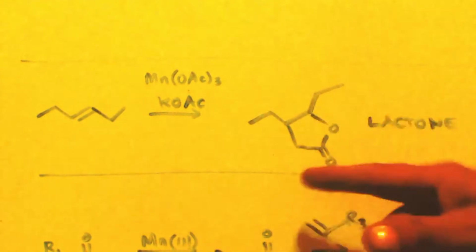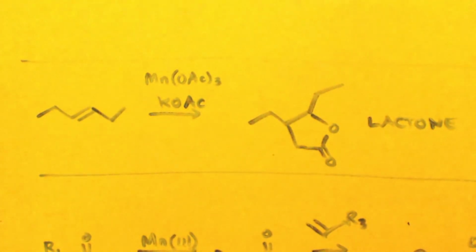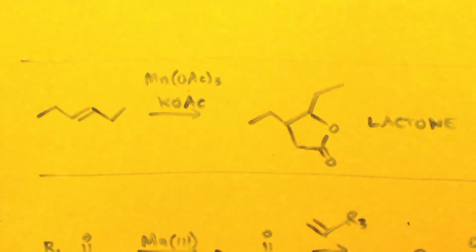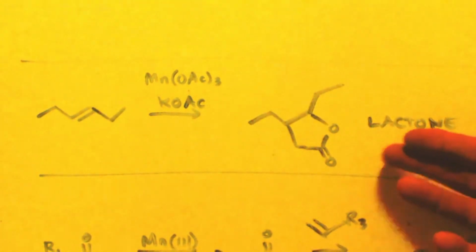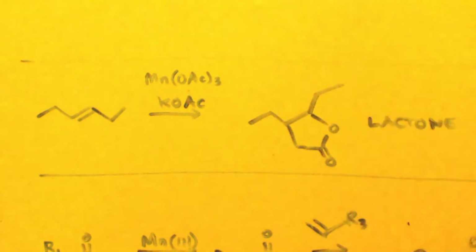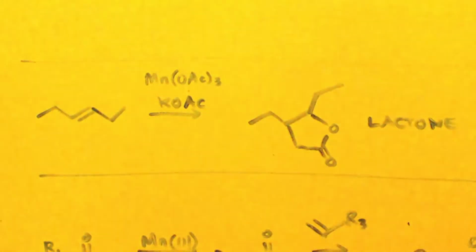Now, a lactone is nice because you're making a ring. Making rings and carbon-carbon bonds, that's like the holy grail of chemistry to me. And a lactone is basically just a cyclic ether, okay? So you can make an ether. Not an ether, it's a cyclic ester, I'm sorry. So you can make an ester from a double bond, you know what I mean?